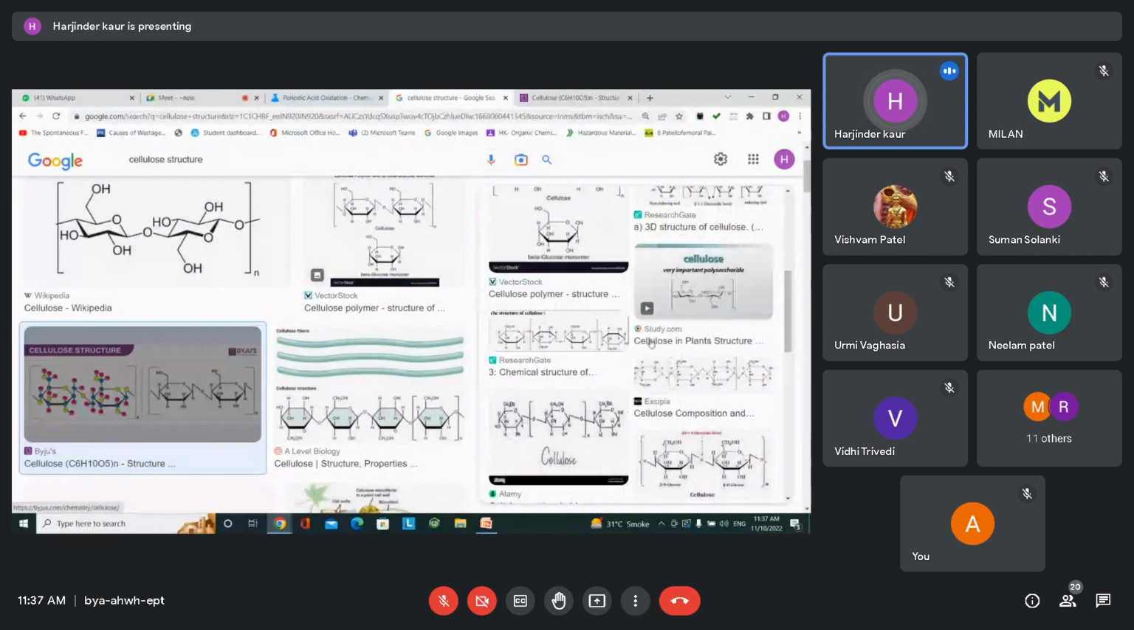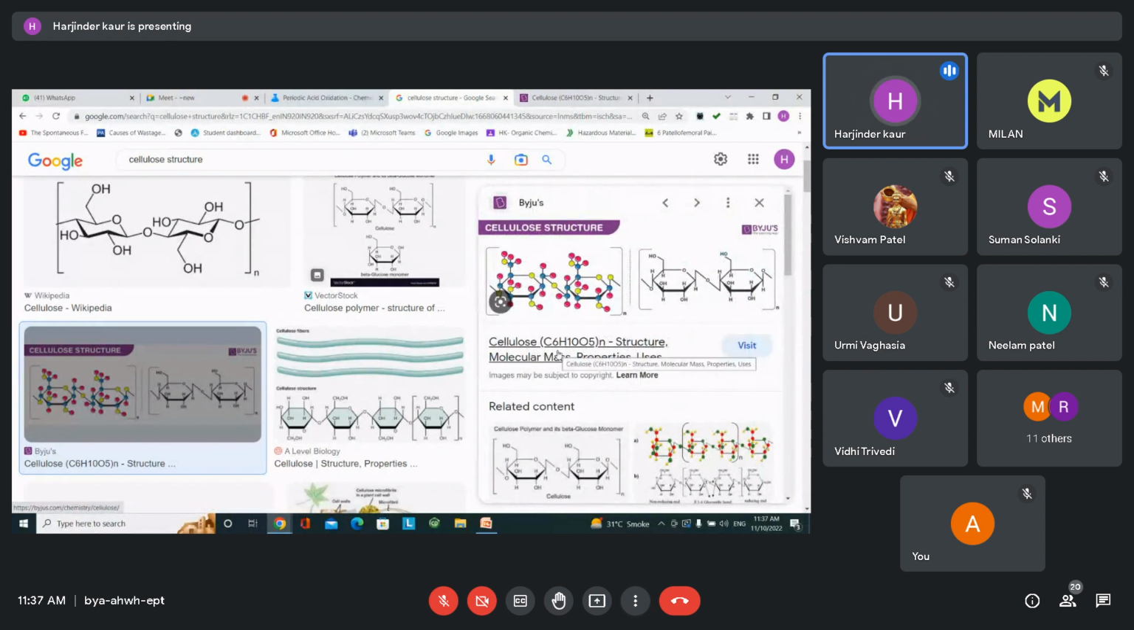Now you can see these are all structures. Any one we can take. We can either draw in this form or in this form. Why I have taken this form, I will let you know in a moment. But before that, you see this structure. This is what I was telling you, that one H is up, one is down, and this diagonal O bond is forming here. This is the structure of cellulose, which shows that beta glycosidic linkage is there.